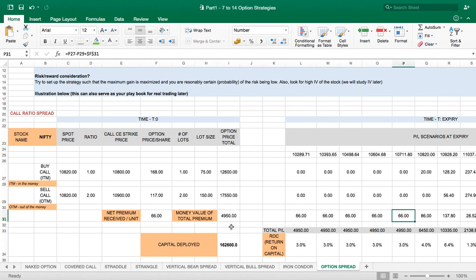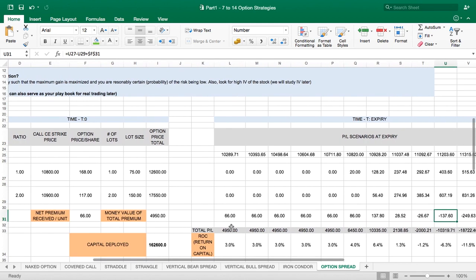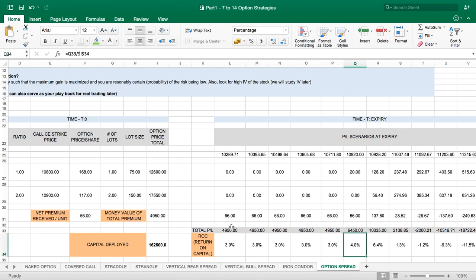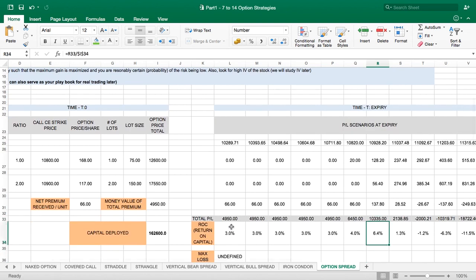So here we are currently at 10,820, which is here. If this contract were to expire at a spot price of 10,820, which is where we are right now, we will earn 6,500 bucks, which is our maximum profit potential in this trade. And anything under this is a profitable scenario for us, so the profit may vary. So you can see the maximum return on capital that I can earn on this strategy.